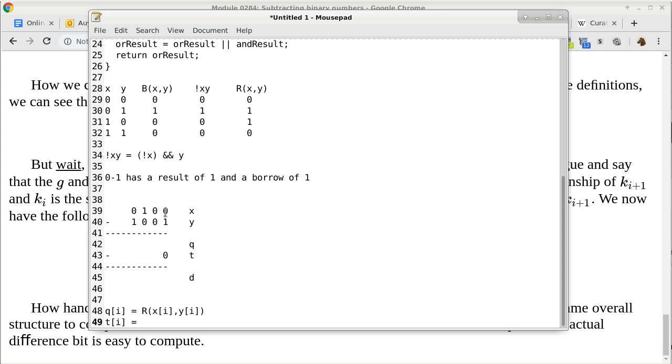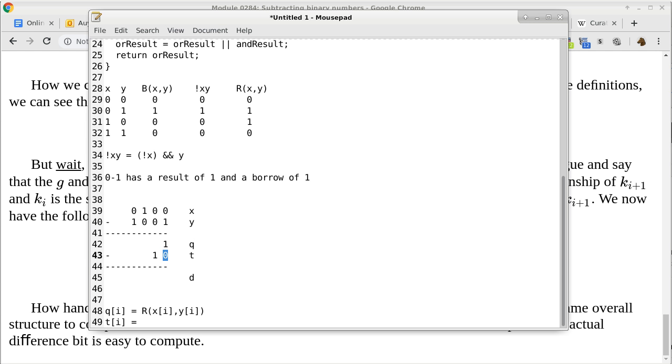So we have a 0 minus 1 here. This is basically asking, what is the result of 0 minus 1? What should that be? We just talked about it. 1. Does it have a borrow? Yes. The borrow goes here, because I'm borrowing from the more significant digit. Actually, it's over here because I use a space. Question? Nope. Okay. So now we have 1 minus 0, which is 1.